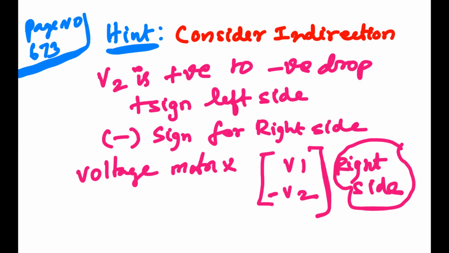Hint: consider the mesh 2 current direction, that is the I2 direction. V2 is positive to negative, that is a drop. Put a plus sign on the left side and a minus sign on the right side. In the voltage matrix we form V1 minus V2. So put a minus sign for V2, which is positive to negative when considering the I2 direction, that is a drop. So put a positive sign on the left side only, and a negative sign on the right side. That is important for mesh analysis method calculations.